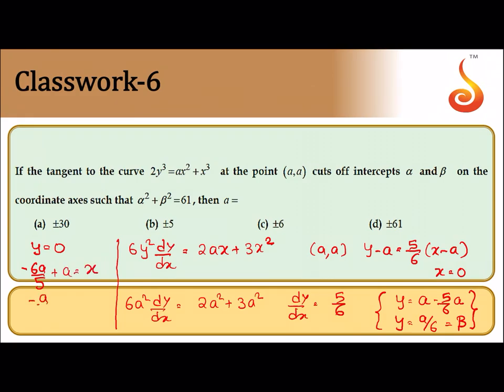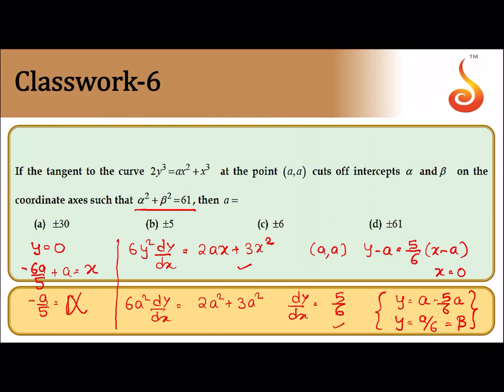Similarly, we put y equal to 0. If we put y equal to 0, we get minus 6a by 5 plus a is equal to x, or minus a by 5 is equal to alpha. So beta is a by 6 and alpha is minus a by 5.